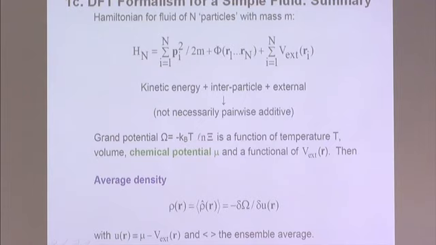Ordinary statistical mechanics says that if you want to get the average density, this is the average of the one-body density, it's a density operator if you like, that's just the derivative of minus omega with respect to u, where u is mu minus v external. So this is essentially d omega by dv external, and I hope you all know that result.